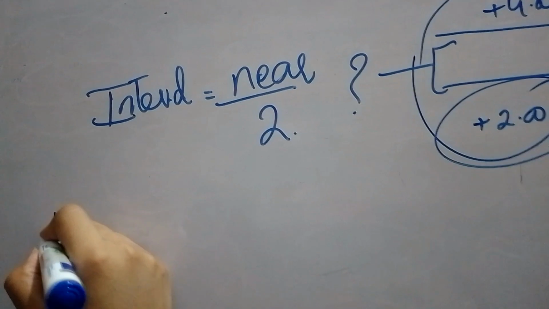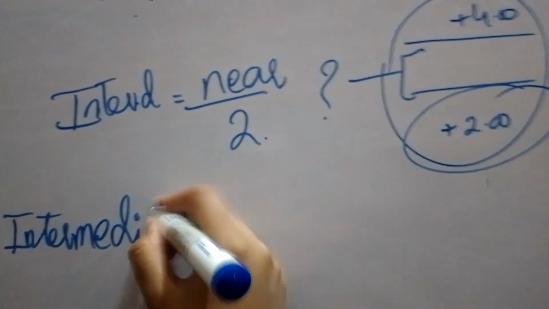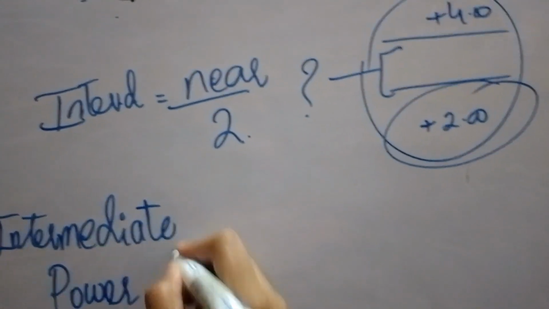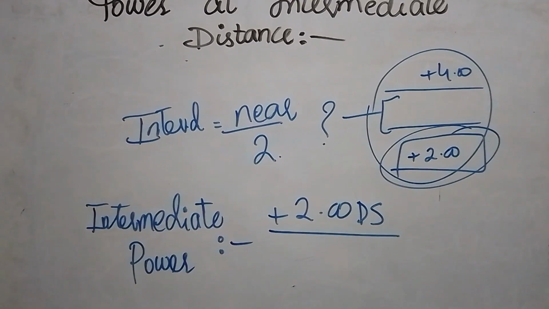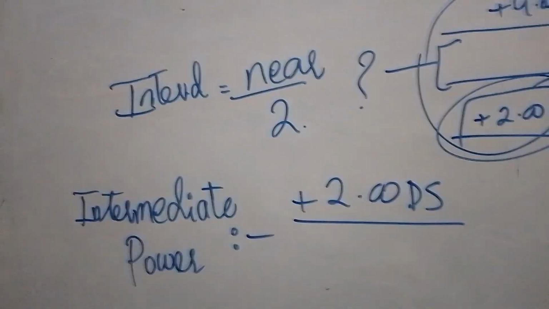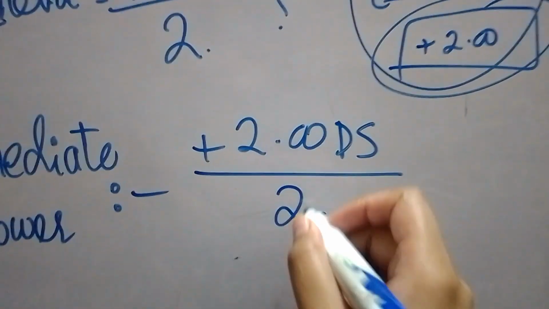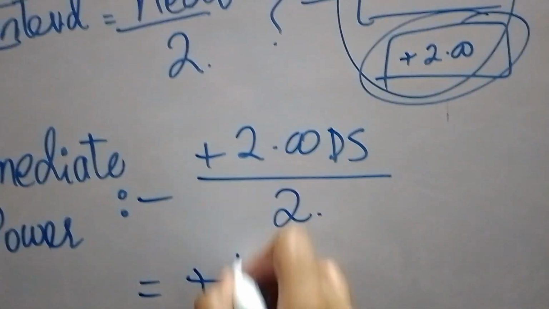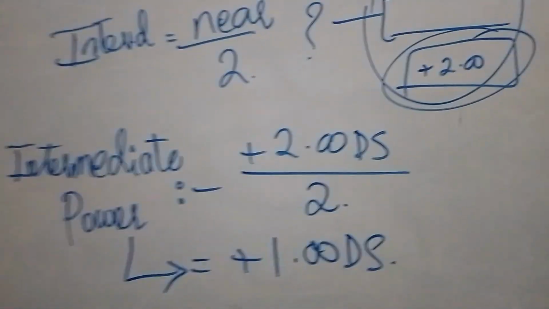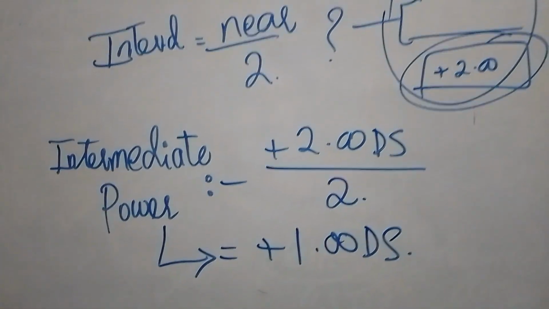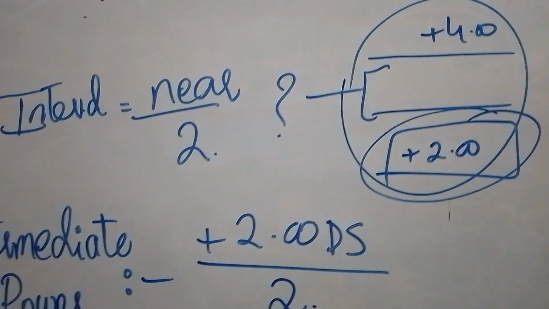So what I mean is, the intermediate power is calculated by dividing the near power. Here the near power is plus 2 diopters, and you are going to take half of the near power, which is over here plus 1 diopter sphere. So this plus 1 diopter sphere is the intermediate power for somebody who is using the near power of plus 2 diopters and the distance power of 4 diopters.